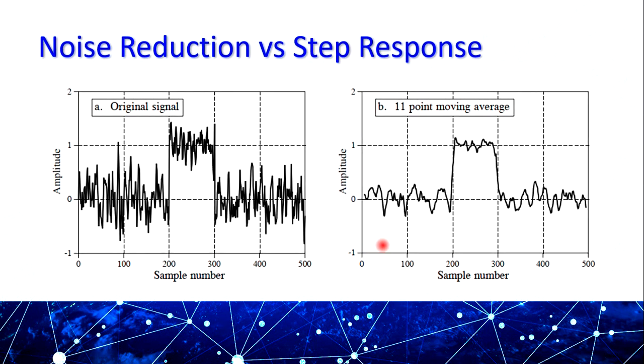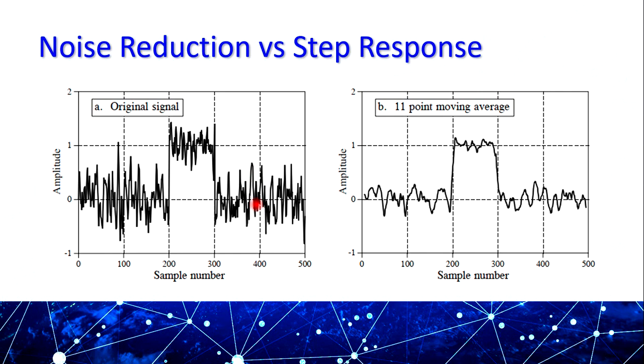Now noise reduction versus step response. First of all, if we want to remove the noise from this signal and we apply an 11-point moving averaging filter, what does it mean? An 11-point moving averaging filter means that it has 11 ones in h of n, the response having 11 one impulses.